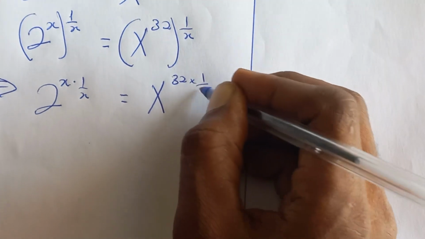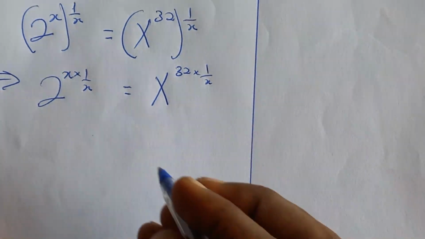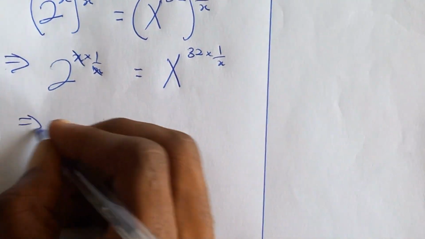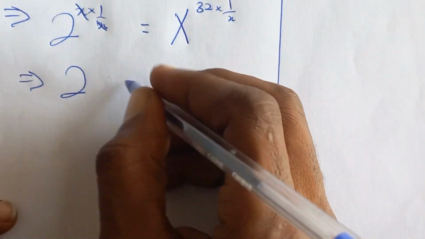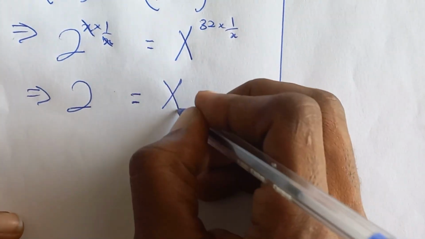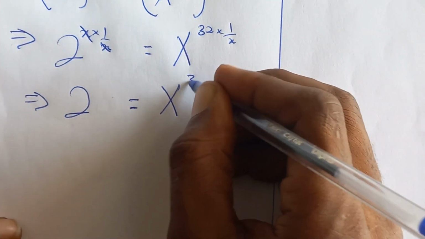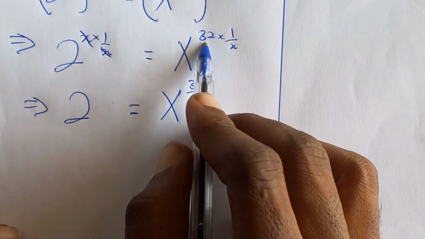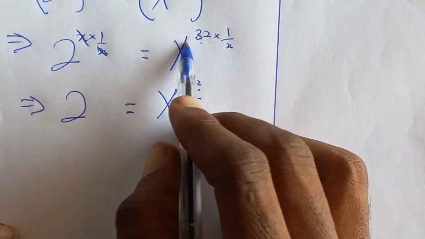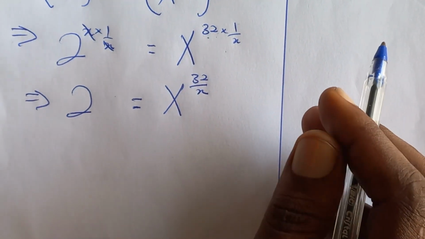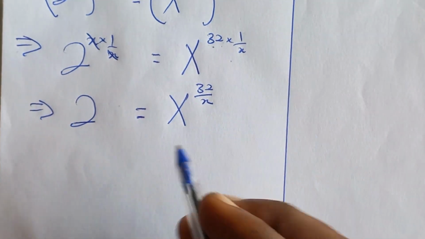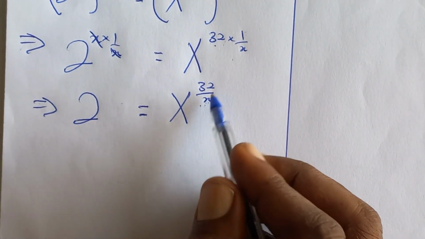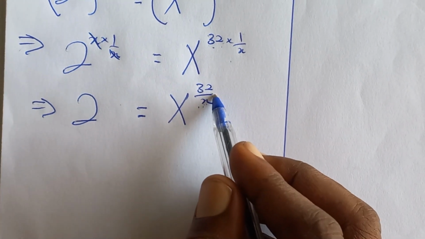So x will cancel out x. I'm going to get 2 is equal to x exponent 32 on x, since 32 times 1 is 32 over x. With this, we also need to cancel out something here, that is the 32.